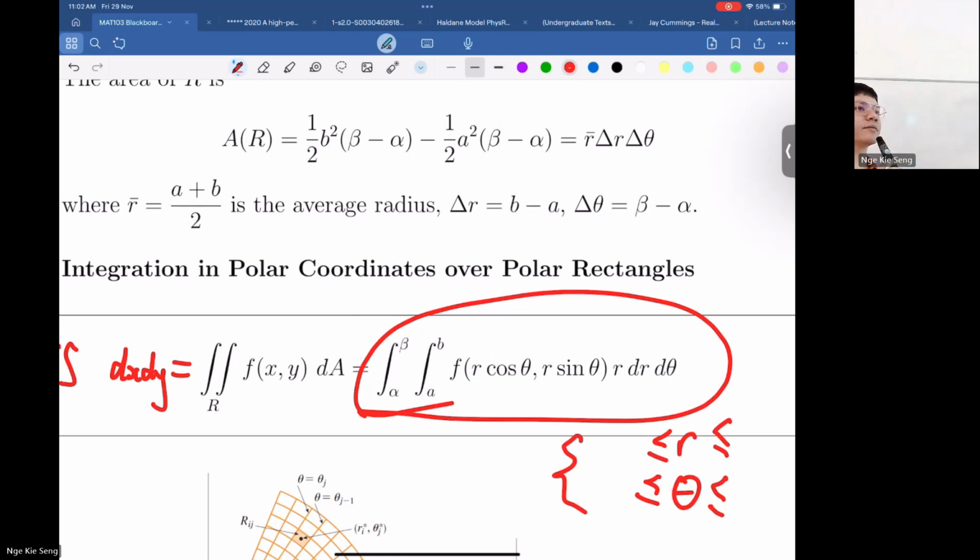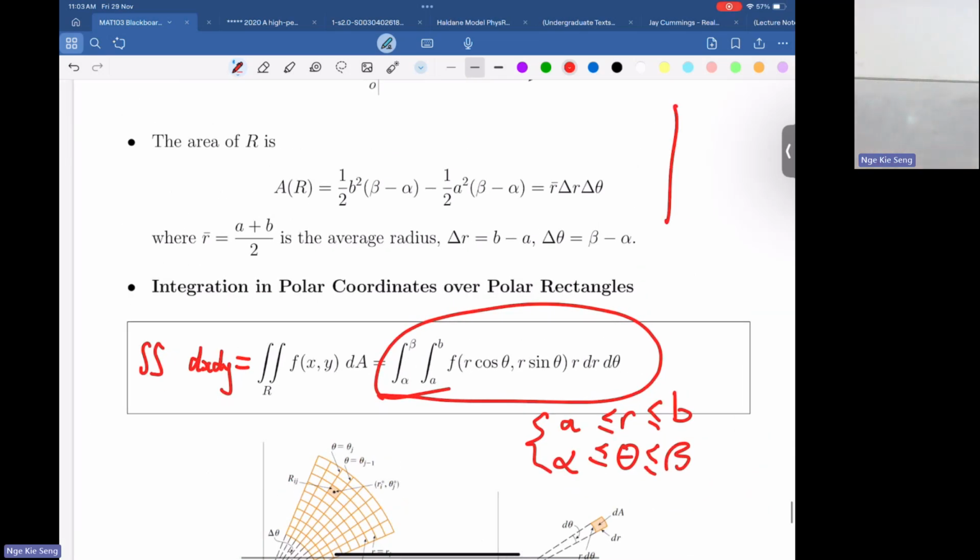From where to where? A to B. Okay, small a to small b. Theta? Alpha to beta. So how to draw this rectangle? How to draw this rectangle?